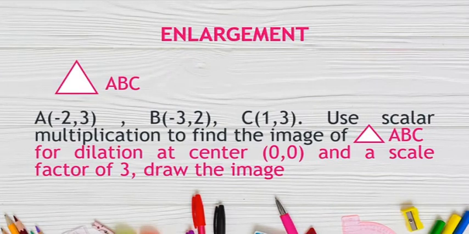For the first example, for enlargement, we have triangle ABC, where A's coordinates are -2 and 3, B's coordinates are -3 and 2, and C's coordinates are 1 and 3. Use scalar multiplication to find the image of triangle ABC for a dilation at center 0, 0 and a scale factor of 3. And then we'll draw the image.